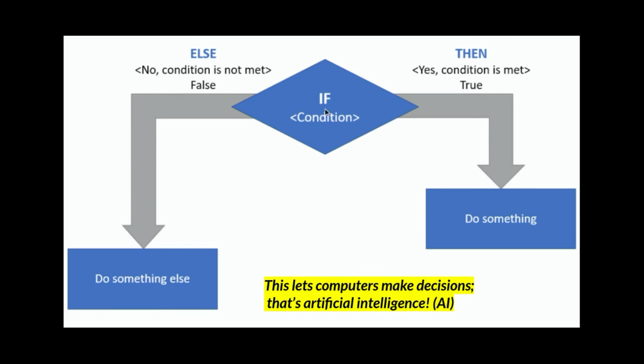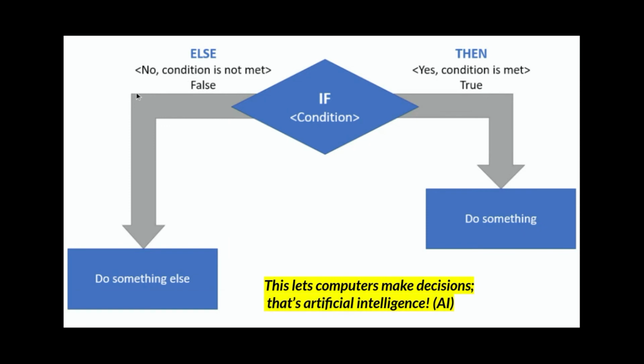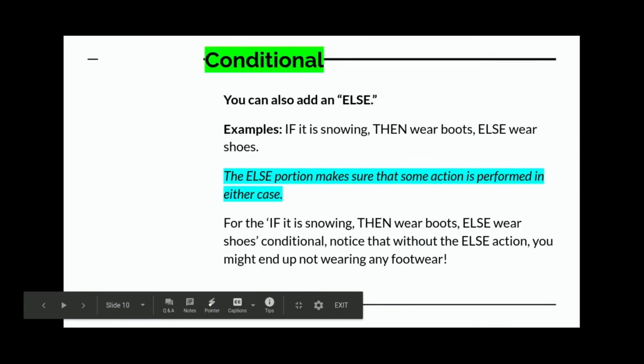If you do your chores, then we go down this true path. Then you get your allowance. This is the nice path. If you don't do your chores, then it's false. You go down the false path. Then you're grounded. Okay, there's the not so nice reality. So that's the important thing about a conditional: you can add the else path.